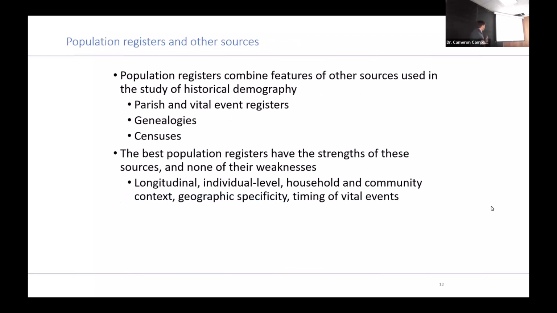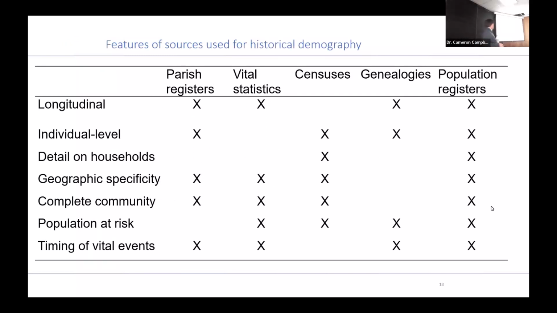The registers combine features of things like parish registers, vital registers, genealogies, and censuses. They're the best of all of these things in one source. So you get longitudinal, individual-level data, household and community context, geographic specificity, and the timing of vital events. This is summarizing the characteristics of different data sets commonly used in historical demography. Yeah. Can you say more about geographic specificity?